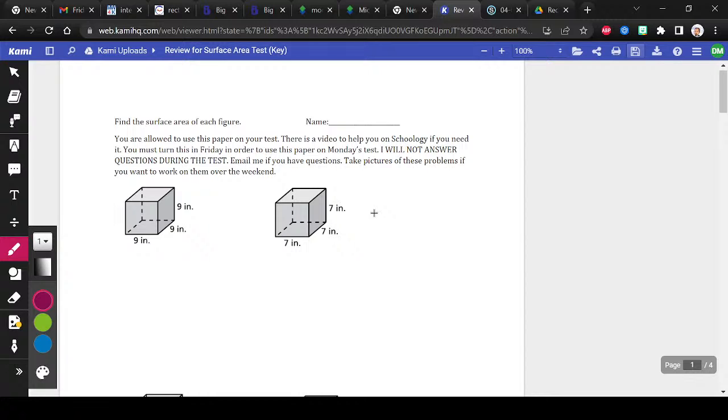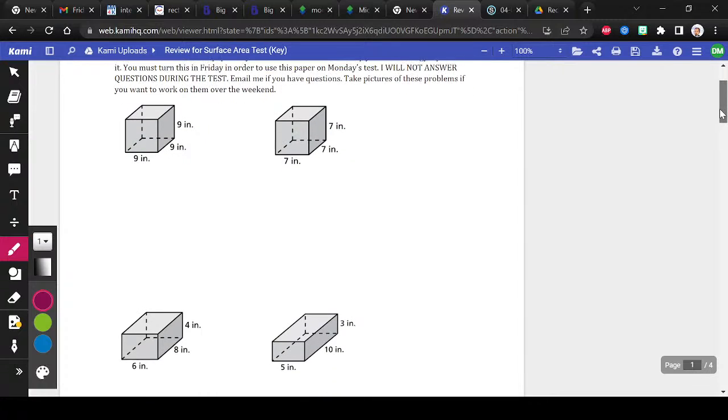I will not answer questions during the test. Email me if you have questions. Take pictures of these problems if you want to work on them over the weekend. Or go to Schoology and look at the assignment. But here we go.